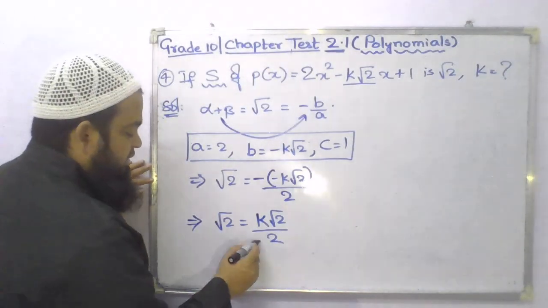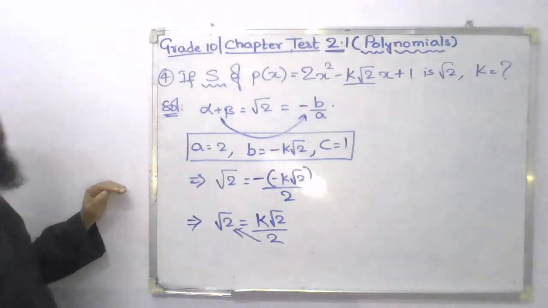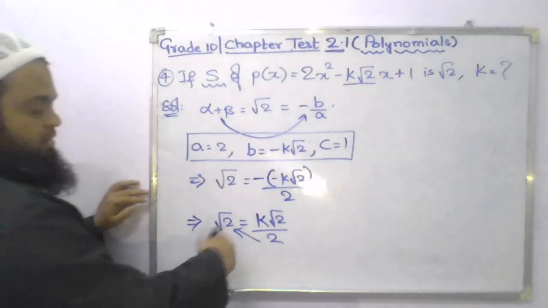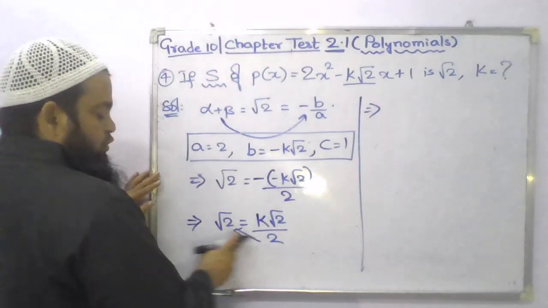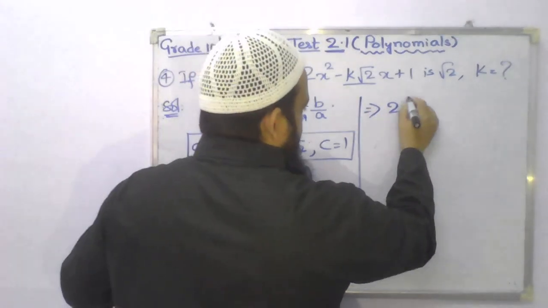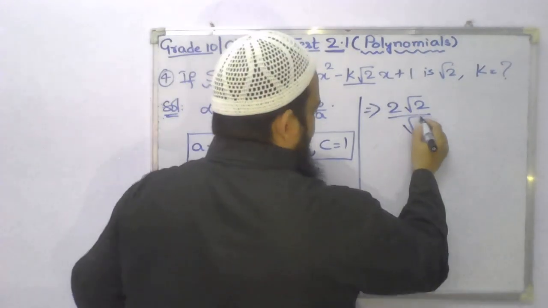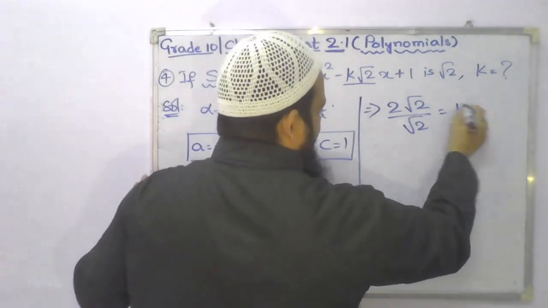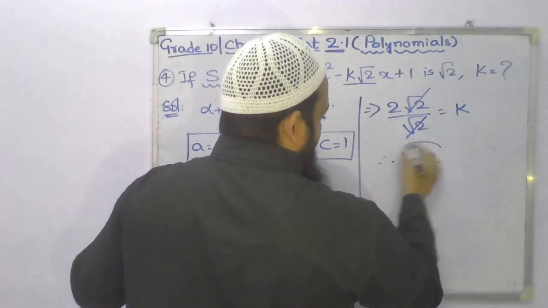Okay. Now let us transpose 2. It is in denominator, it comes to numerator and becomes multiplication. And this is in multiplication, it comes to denominator, right? So that is equal to 2 into root 2, 2 root 2. And this root 2, when it comes to denominator, it is divided, is equal to k. Root 2 and root 2 get cancelled. Therefore, k is equal to 2.